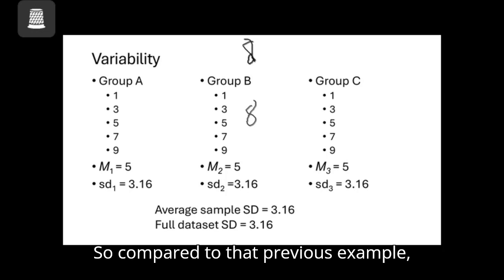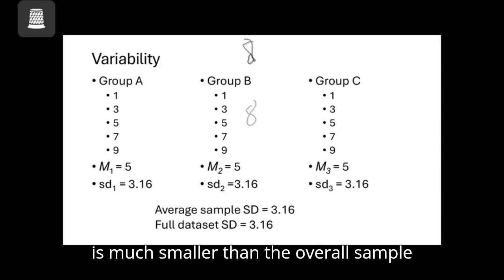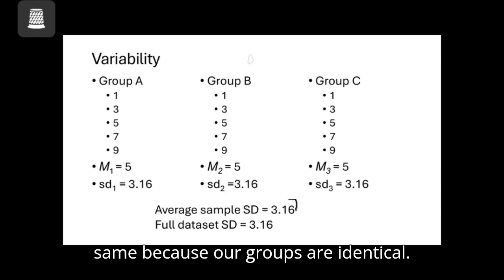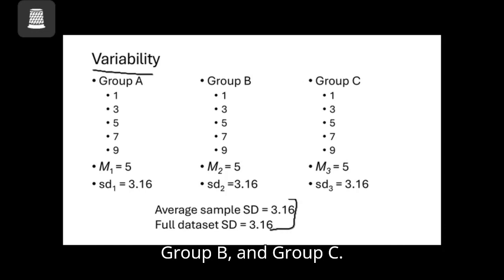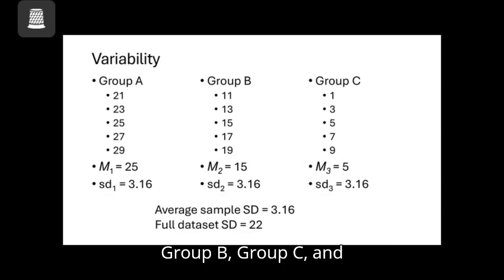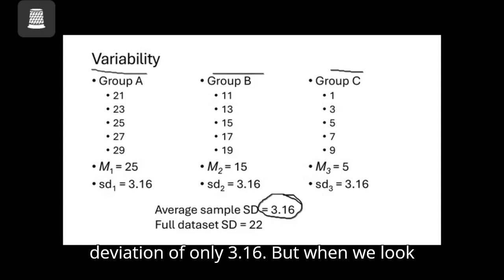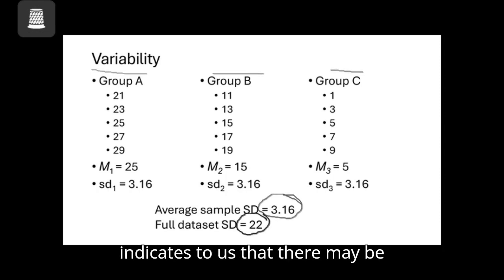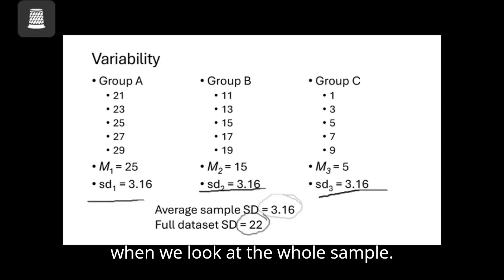So compared to that previous example where you can see that the within group standard deviation is much smaller than the overall sample standard deviation, here they're the same because our groups are identical. There is no difference between group A, group B, and group C. As opposed to here, we've got group A, group B, group C, and each of the samples has a standard deviation of only 3.16, but when we look at the full data set, we're getting a much bigger standard deviation. This indicates to us that there may be some sort of difference going on when we look at the whole sample.